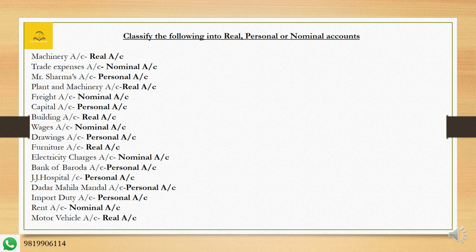Bank of Baroda account will be a personal account because Bank of Baroda is an artificial legal person. JJ Hospital account, personal account, artificial legal person. Dadar Mahila Mandal, artificial person, personal account. Import duty account is an expense, so it is a nominal account. Rent account, nominal account, and motor vehicle account is a real account. Okay, so from here we come to the end of this session, which is related to classification of accounts.